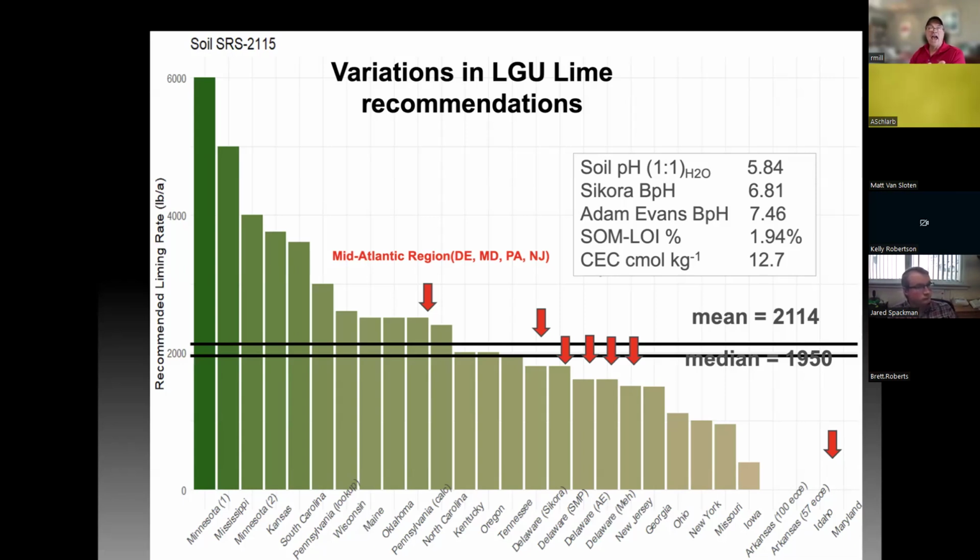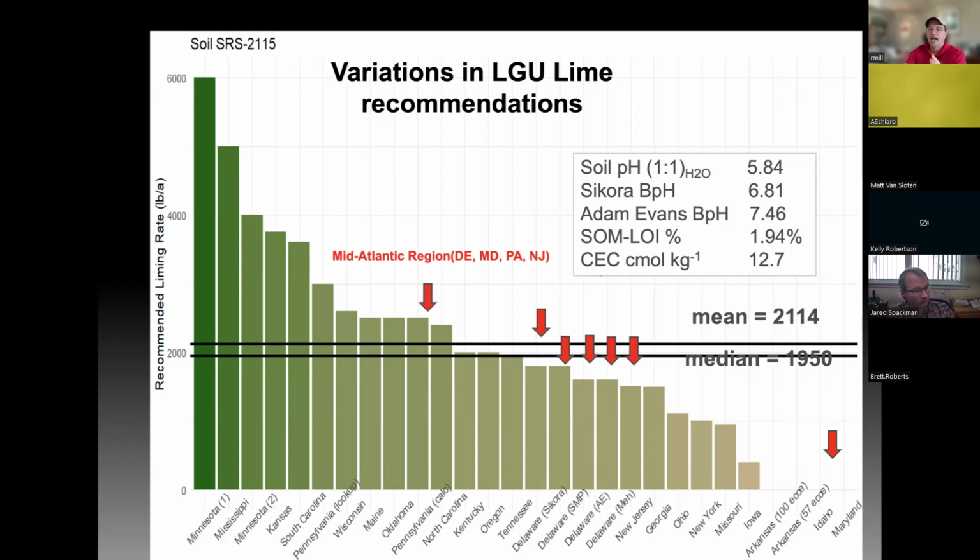I mean, I knew we had issues. We've always had issues in making recommendations on potassium and phosphorus, but this was quite astonishing. It's also quite noticeable that all the red arrows there are the mid-Atlantic region. There was only one lab in the mid-Atlantic region that didn't recommend lime, where all the others are pretty close to that 2,000 pounds to the acre.